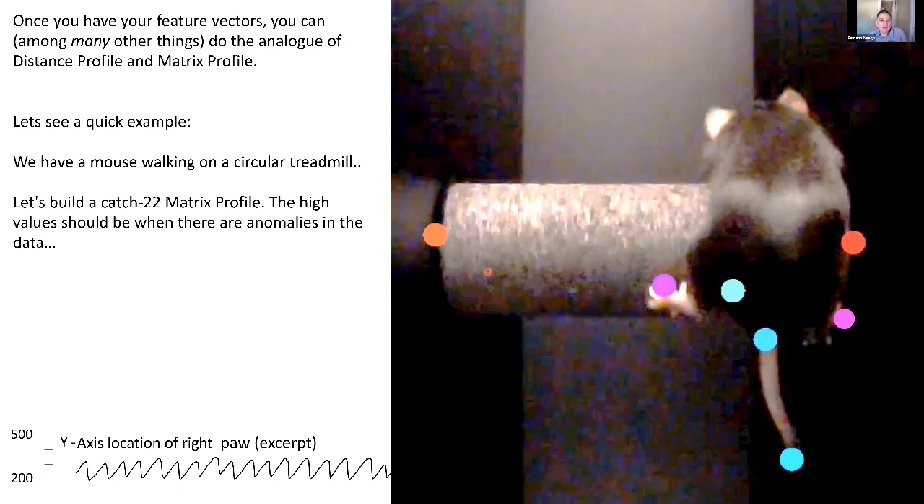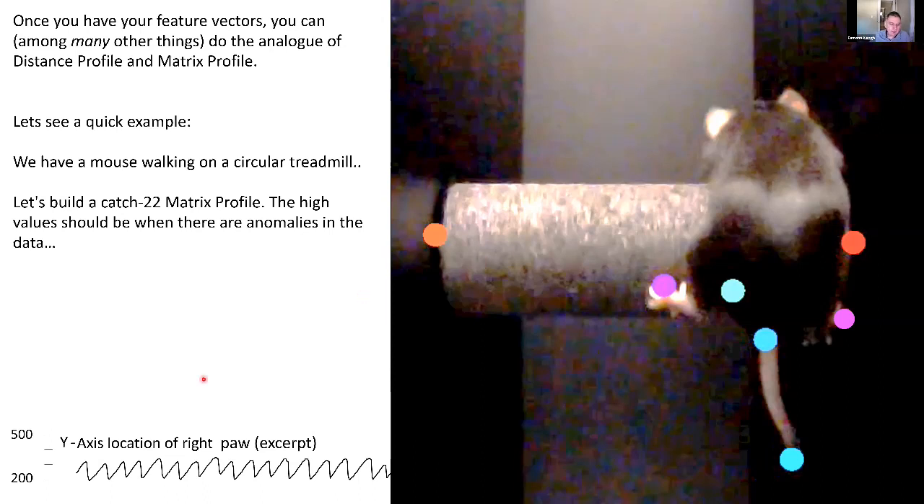So we're going to build a catch-22 basically matrix profile. It's like the matrix profile, but not in the shape space, but rather in the feature space. And we're going to look for anomalies in the behavior of this mouse, maybe due to its cognitive decline. As it happens, there could be other anomalies that are simply due to formatting errors. If that's true, you should actually remove those from analysis anyway. So finding anomalies or errors is very important here.